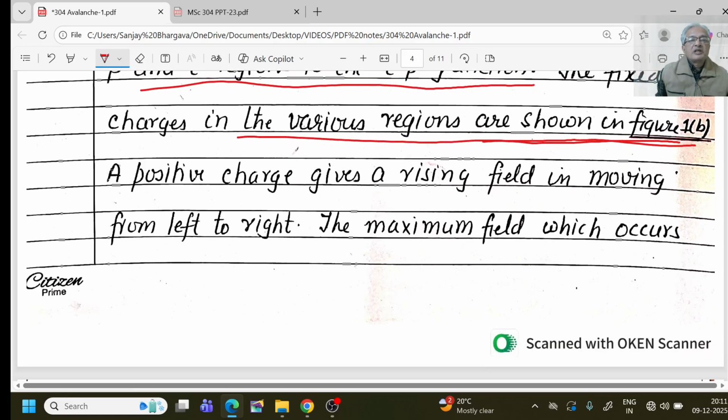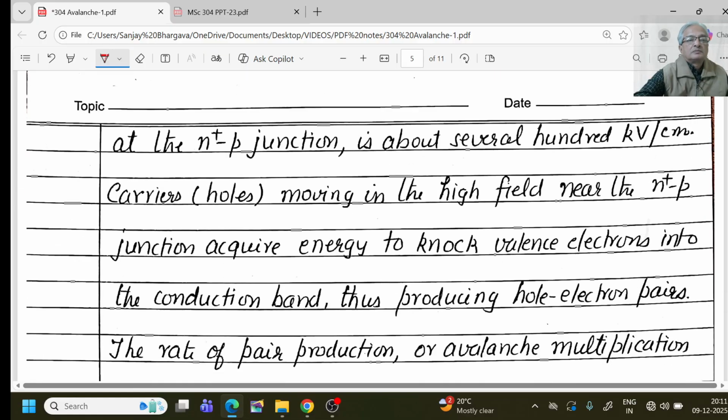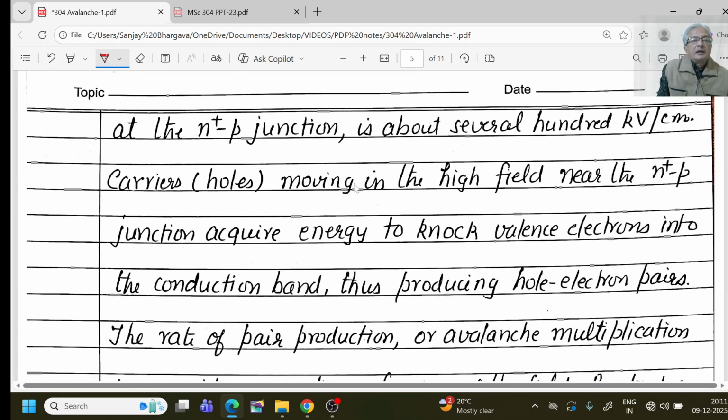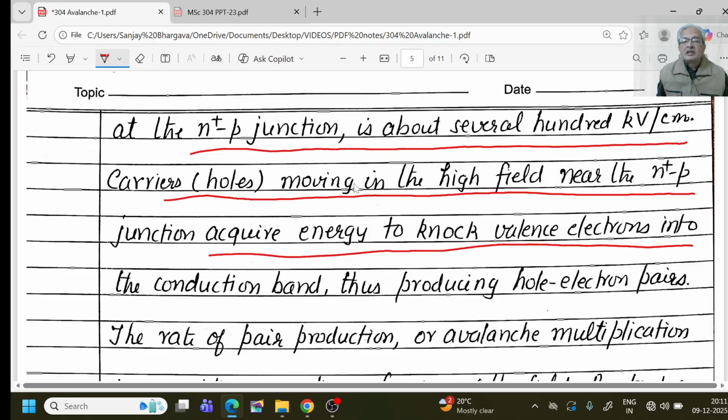A positive charge gives a rising field in moving from left to right. The maximum field which occurs at the N plus P junction is about several hundred kilovolt per centimeter. Carriers, that is the holes moving in the high field near N plus P junction, acquire energy to knock the valence electrons into the conduction band, thus producing electron-hole pairs.